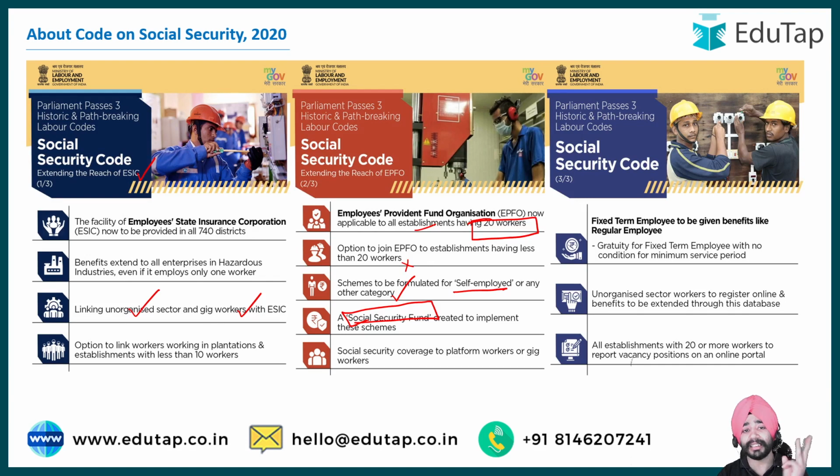Very important, the third concept here is fixed term employees. For any employee who has a fixed term, the organization is now bound to pay gratuity to that specific employee who is working there for fixed term employment. Very important thing here is the gratuity has to be paid, but there shall be no minimum service period. There shall be no minimum service period. That is very much important.